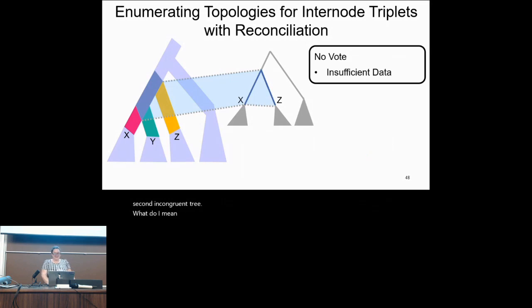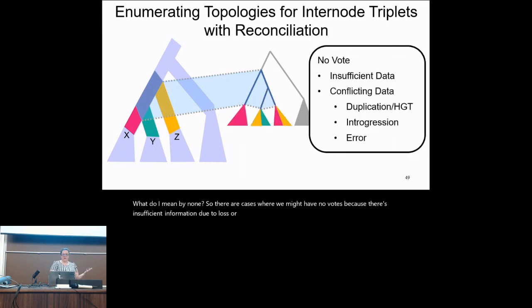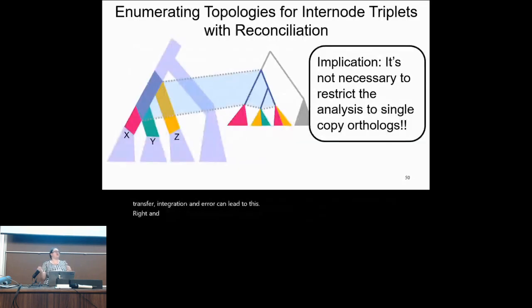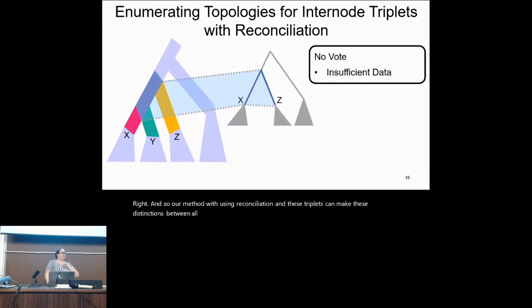What do I mean by none? There are cases where we might have no votes because there's insufficient information due to loss, error, or other events occurring. We could also have conflicting data. So if we have a mix of genes from Y and Z here and a mix from X and Z here, this doesn't really give us clear-cut information about one of those topologies. And again, duplication, transfer, introgression, and error can lead to this. And so our method using reconciliation and these triplets can make these distinctions between all these four votes.